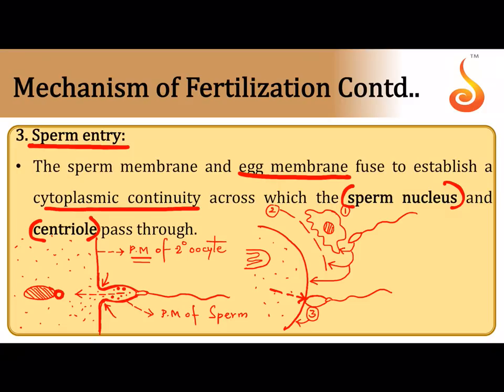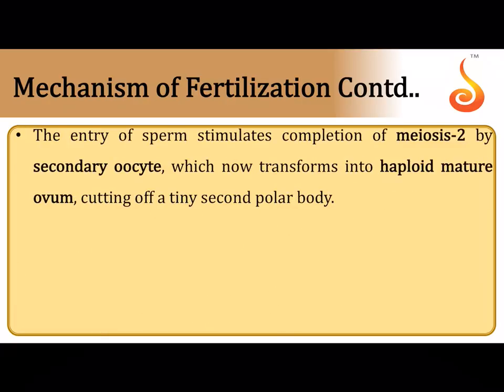Finally, the sperm has crossed its three barriers: barrier 1, then barrier 2, and then barrier 3, and finally it has passed on its nucleus into the cytoplasm of the secondary oocyte. Clear? The entry of the sperm stimulates completion of meiosis II by the secondary oocyte, which now transforms into a haploid mature ovum. I've kept telling you that you should not call the secondary oocyte an ovum, and there is a difference between the secondary oocyte and the ovum.